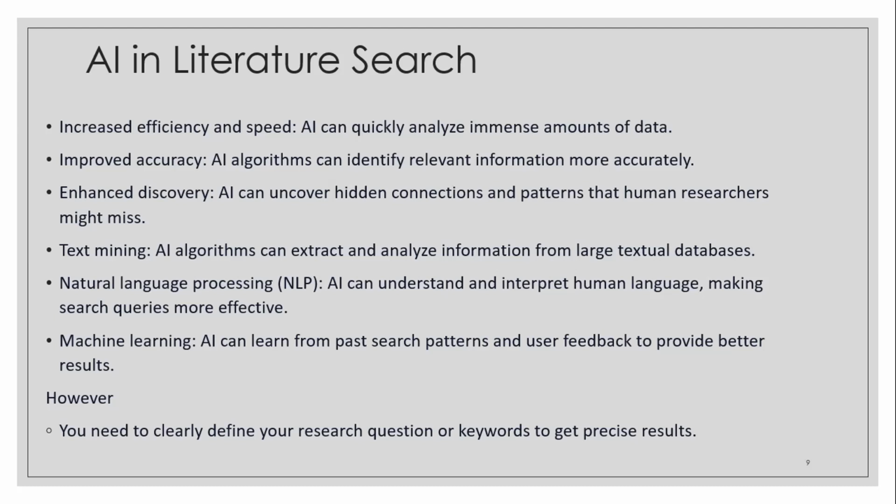It can also use different feedback to provide better results from different machine learning. However, you need to clearly define your research question and keywords to get precise results. As I mentioned just now, you need to say, I want fermentation and soybean. You can combine them and say, I want from Scopus only in the last 5 years. Then it will give you all the relevant information.